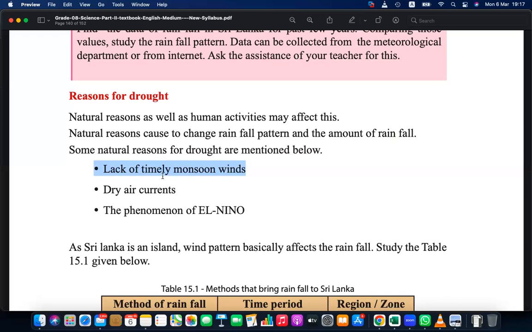Those are called conventional rains, right? Monsoons are basically the southwest and northeast. What are the durations? Time period? Southwest during May to September. Normally around June, September, yeah, May, June, September. Then northeast from November to February. Normally November to January, up to February it can extend.